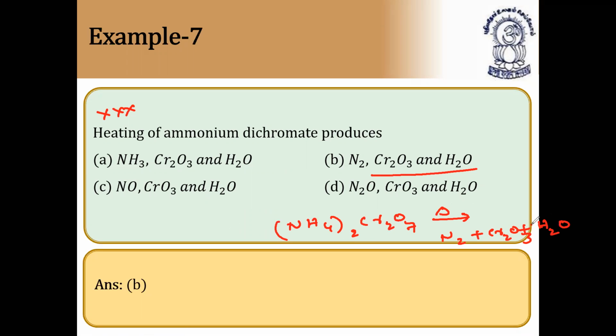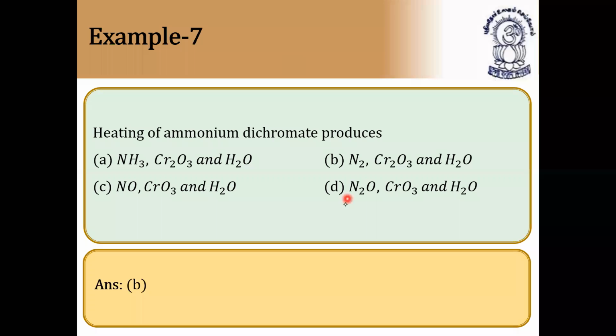H2O should be taken as 2H2O, so that in total it becomes 8 hydrogens, so it should be 4H2O. Then it becomes 7 oxygens. Now it is balanced, with 4H2O. This is the reaction, very, very important. So ammonium dichromate on heating produces nitrogen gas, chromium oxide along with water.